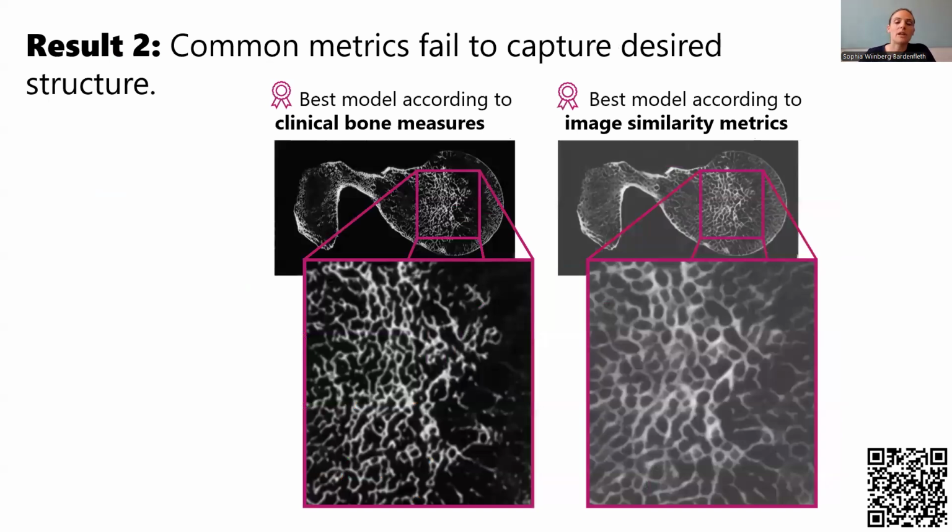The second result is that during the evaluation of the models, it's also revealed that the clinical bone measures really added some valuable insight when selecting the best model for super resolution. So it's clear that the image similarity metrics do not reflect when the model is producing non-realistic structure. So when we use the image similarity metrics as a way to choose the best model, we see that the output is not what we want.